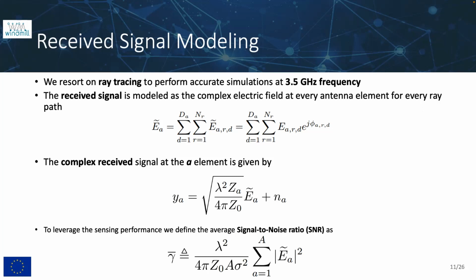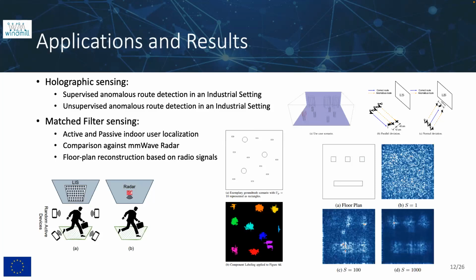So here is our received signal, which is more or less the superposition of all the ray paths and active elements, as I said. And then, to evaluate the sensing performance, we define a signal-to-noise ratio, which is mainly the average along all the antenna elements of the LIS, to provide some hints of how it works in different noisy conditions. Then I will go really briefly into the applications and results.